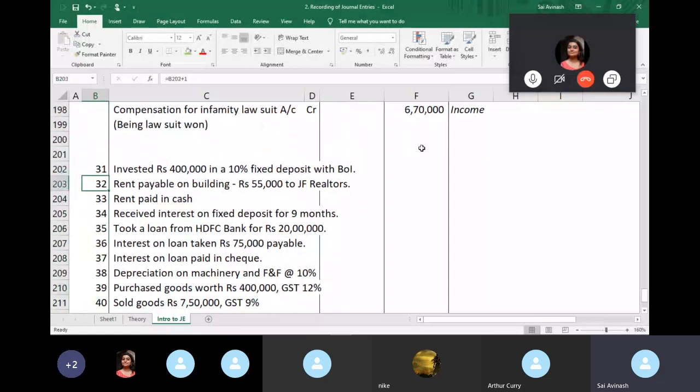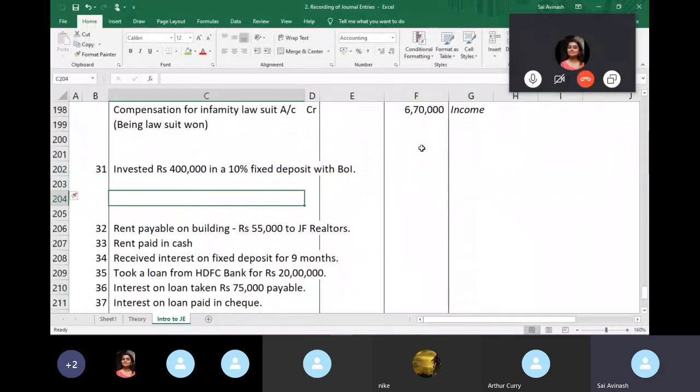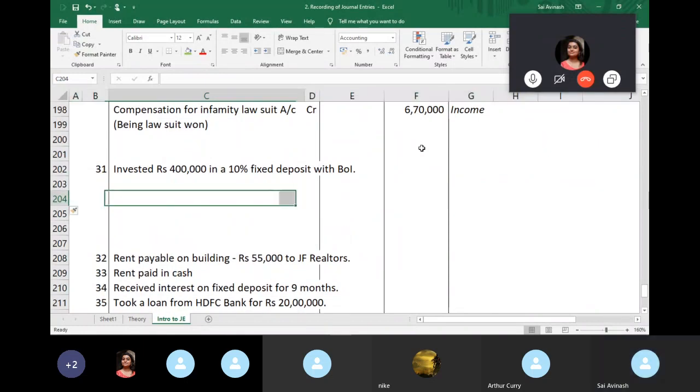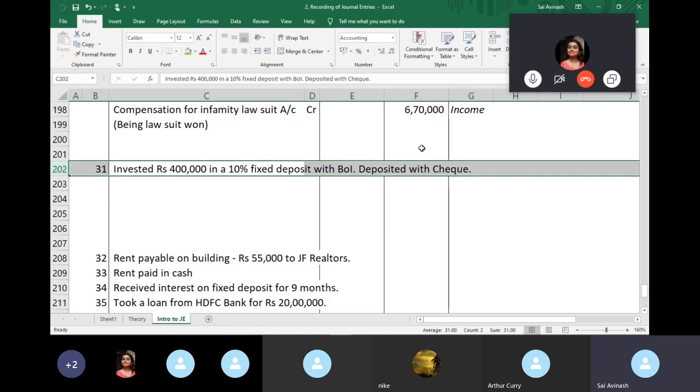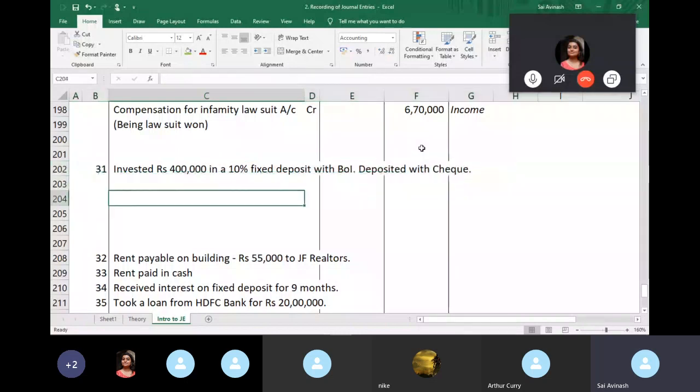Okay. Invested rupees 4 lakhs in a 10% fixed deposit with Bank of India. So let us say I gave a check. I took money from my SBI account and I invested it. I put the money in a fixed deposit with Bank of India. So what happens? Let's go from the easy to the relatively confusing part.